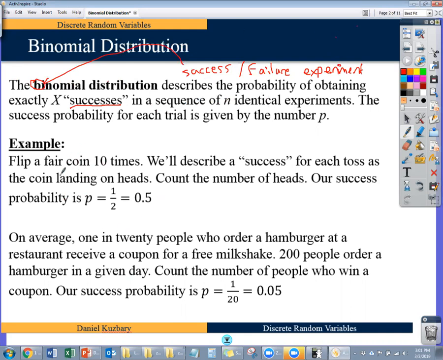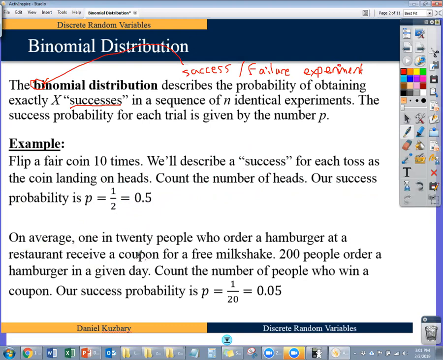Okay, so here's some examples. We're going to flip a fair coin 10 times. So you see there's n experiments. There are 10 times, 10 experiments. We're going to describe a success for each coin toss as the coin landing on heads. And x is going to count the number of heads. Our success probability for each toss is going to be 1/2, which is 0.5. So this is a binomial experiment because we've got the same thing going on over and over again, and we can count the number of successes, and we know the success probability.